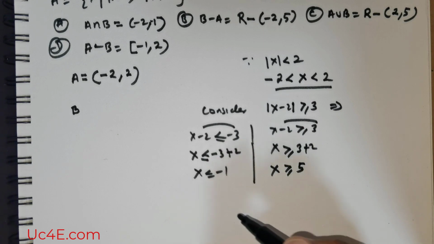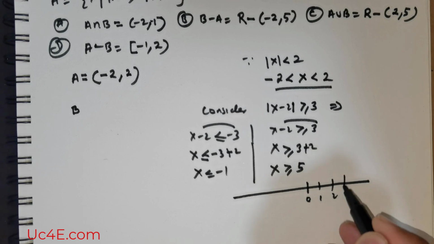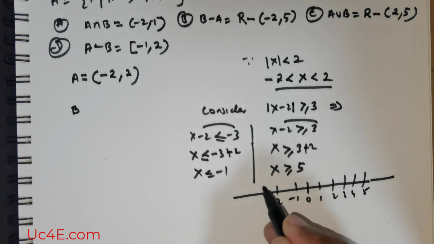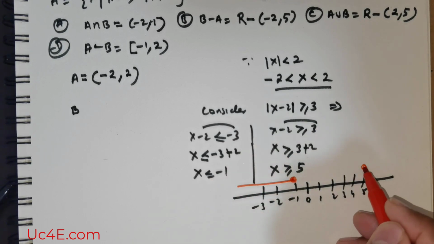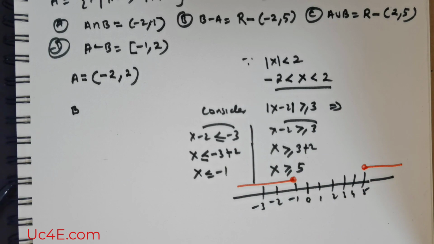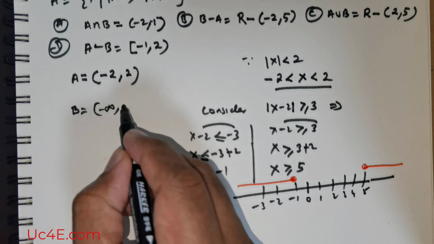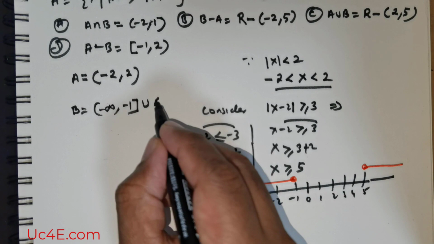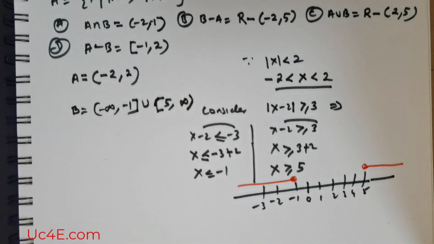So how do we write this? If you draw the number line, this is 0, 1, 2, 3, 4 and 5. This is negative 1, negative 2, negative 3. So from negative 1 onwards and from positive 5 onwards. So B is equal to negative infinity to negative 1, square parenthesis, union, square parenthesis, 5 to infinity. Right, this is what you've got.